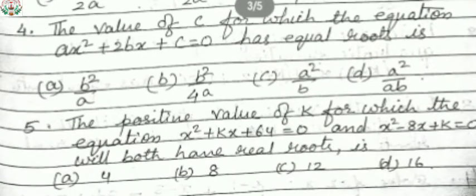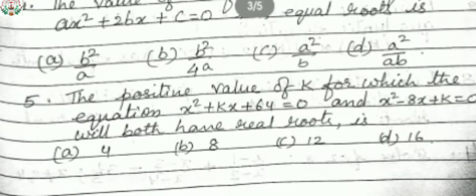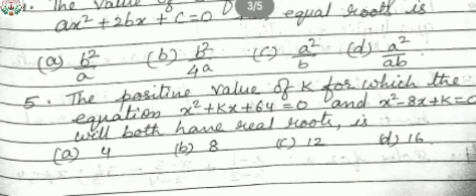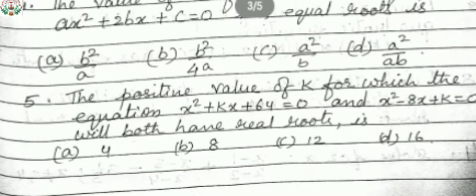Now after that, go for the fifth one: the positive value of k for which the equations x² + kx + 64 = 0 and x² - 8x + k = 0 will both have real roots. That means D = 0 in both cases, for both quadratic equations you have to do D = 0. So for the first one, on solving for the value of k, you will see one might be negative and the other one might be positive.